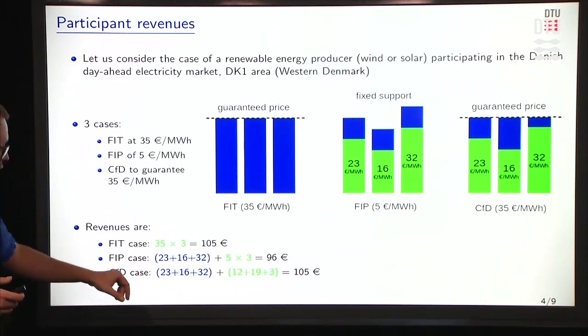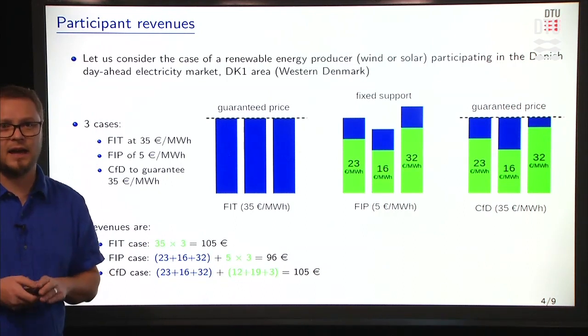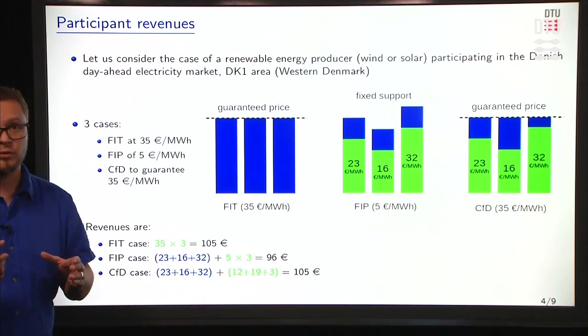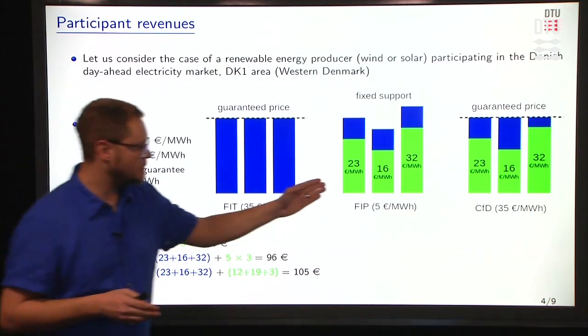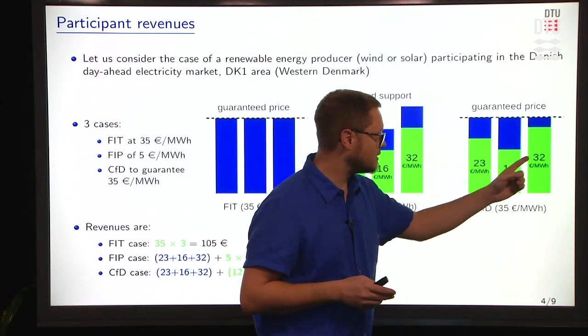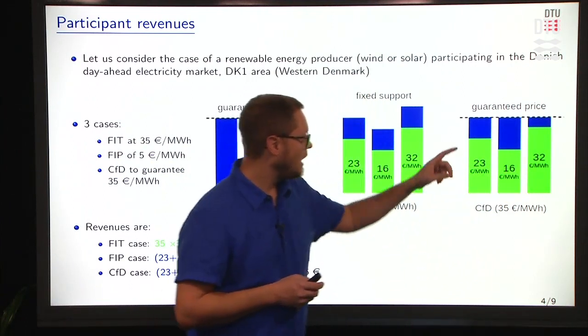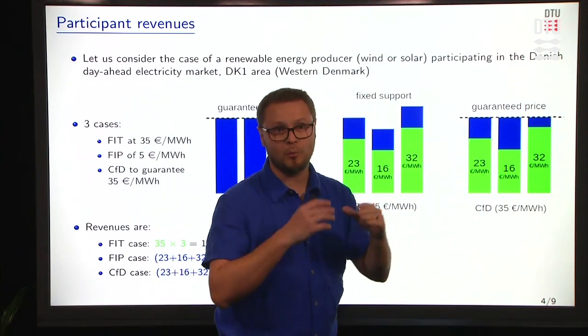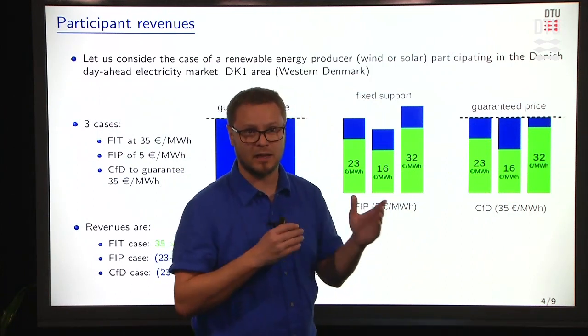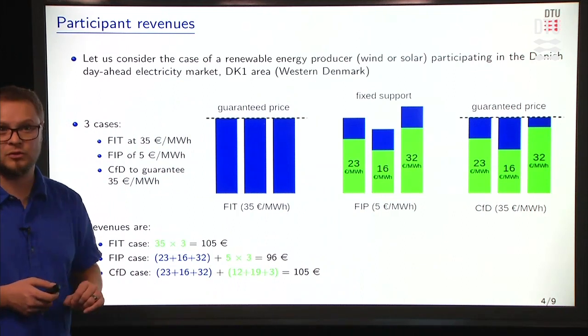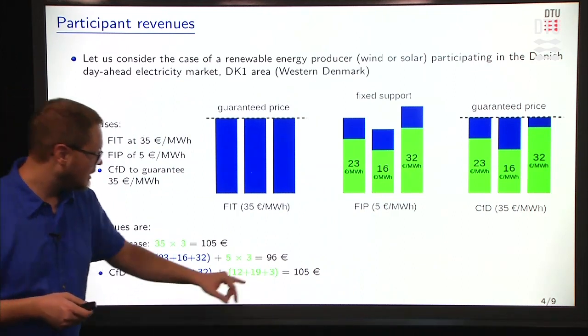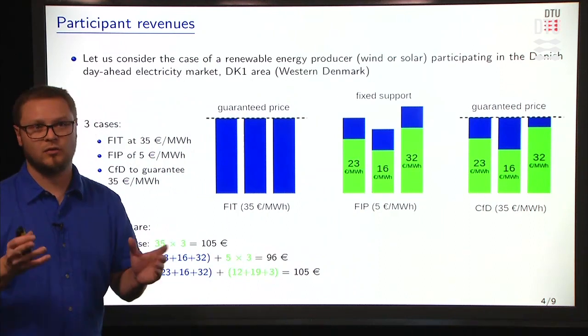In the last case, for the CFD, since the price is guaranteed, the overall revenue is the same as for the guaranteed price. However, the revenue stream is combined of a market-based revenue, as for the FIP, 23 euro for the first hour, 16 for the second, 32 for the third, and then the support is varying to compensate for the difference between the market price and the guaranteed price. This yields here 23 plus 16 plus 32 for the market-based revenue, and 12 plus 19 plus 3 for the support.